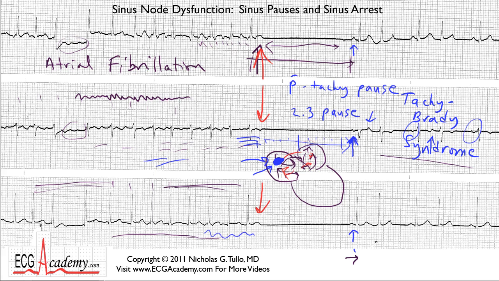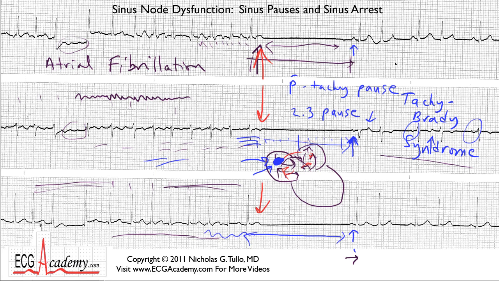Because after all, what I'm trying to do here is teach you to recognize abnormalities that you will see over and over again. So here, evidence of tachycardia bradycardia syndrome with post-tachycardia pause here of 2.3 seconds. You need to be able to recognize that if you want to make the right electrocardiographic diagnosis.